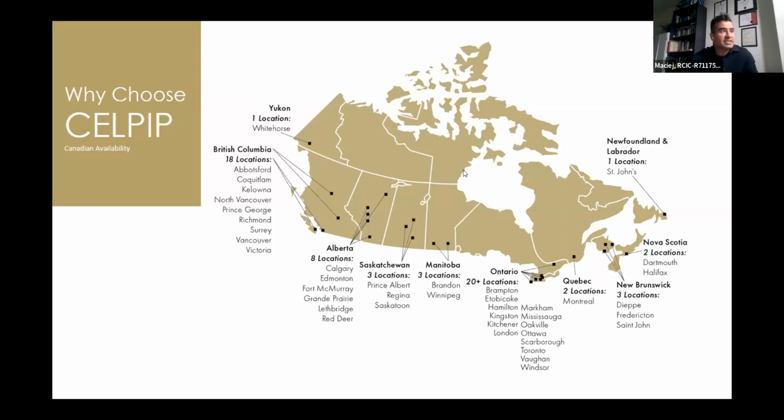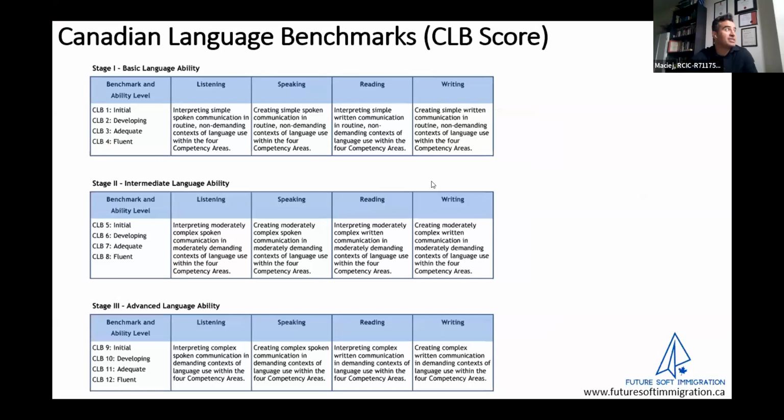Well, in any case, let's go straight to it. The first thing we want to talk about is the Canadian Language Benchmarks. When we talk about the Canadian Language Benchmarks, we're talking about the CLB scores for these tests. You have two versions of these exams, as I believe. If you're doing it for citizenship, you actually have to do something called CELPIP-LS. I believe it's much cheaper too.